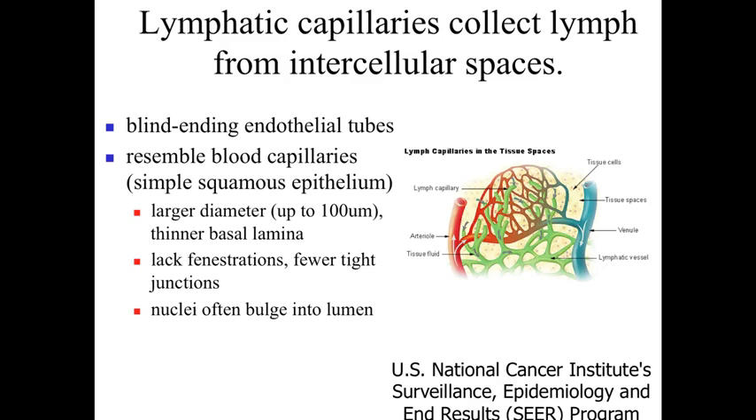And so what we can see is that with the lymphatic capillaries, their simple squamous epithelial cells will often have nuclei that bulge into the lumen. So we're not going to have the nice, smooth, flat surface. We're still going to have a smooth surface, but it's going to bulge or bump where we have the nuclei present.